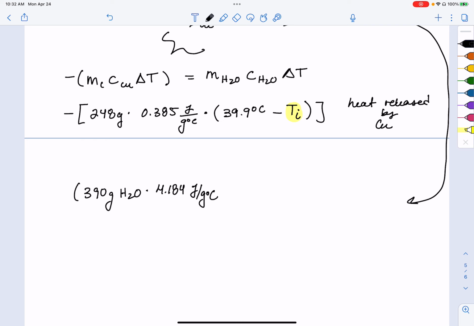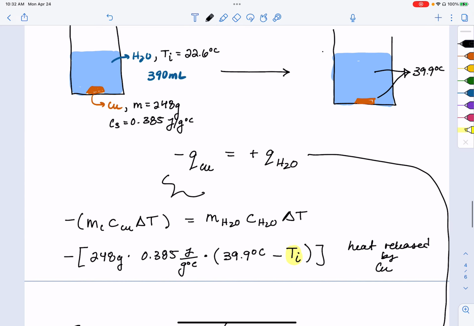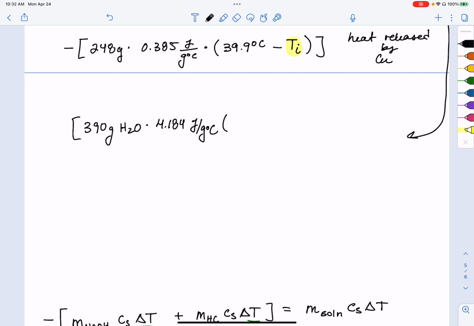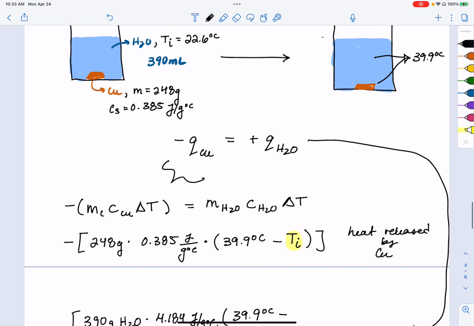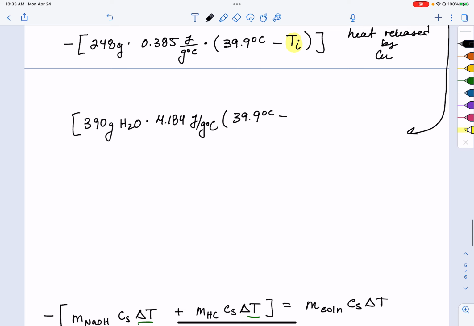And then we need to multiply this by the change in temperature of our water. So the final temperature of water, again, is going to be the temperature that the water was brought to upon reaching thermal equilibrium with our copper. So it's our 39.9 degrees C, minus the initial temperature of the water, which I was told is 22.6.